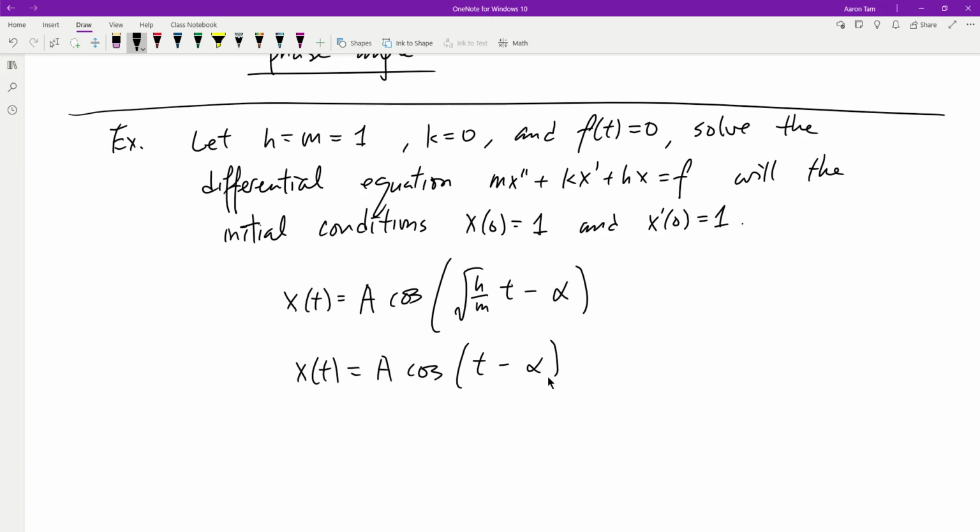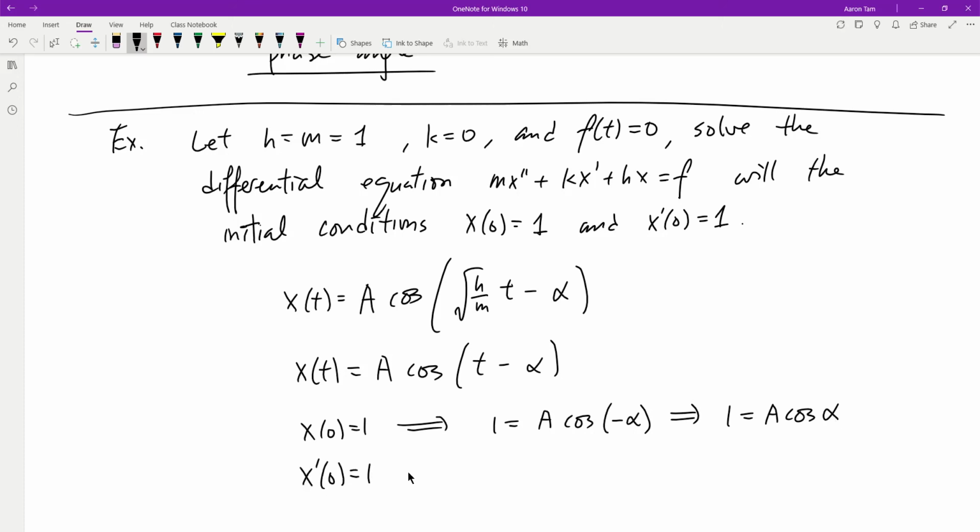So now all I have to do is just figure out what the initial conditions would be and how to solve for the values of a and alpha. So let's do it. I know x of 0 equals 1. So therefore 1 equals a cosine of 0 times 0 minus alpha, which is negative alpha. And if you think about it, cosine of negative alpha is the same as cosine alpha. So I'm going to just say 1 equals a cosine alpha.